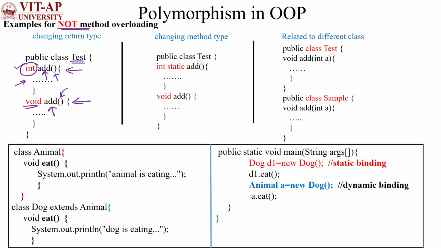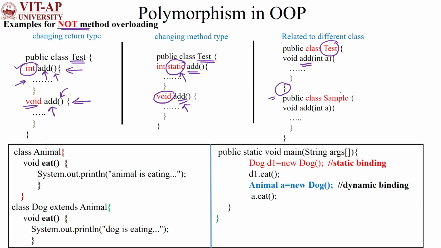Likewise, here is a second example of a test method. Here the method name is similar, but the return type is void. Here it is static, and the other is a normal method, so both are different method types. So this is also not an example of polymorphism. And in another one the method name is add, the class name is Test, and this class ends here.